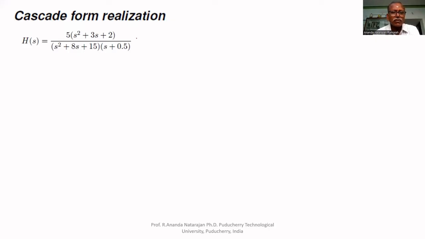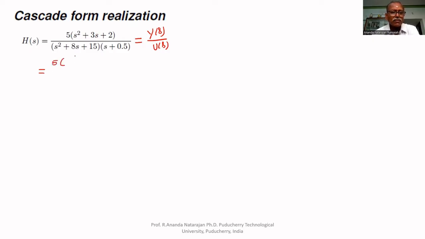This is the given transfer function, y of s upon u of s. For that, we have to obtain the cascade form realization. In cascade form realization, we have to separate this into so many transfer functions in cascade. That's why we have to factorize further.